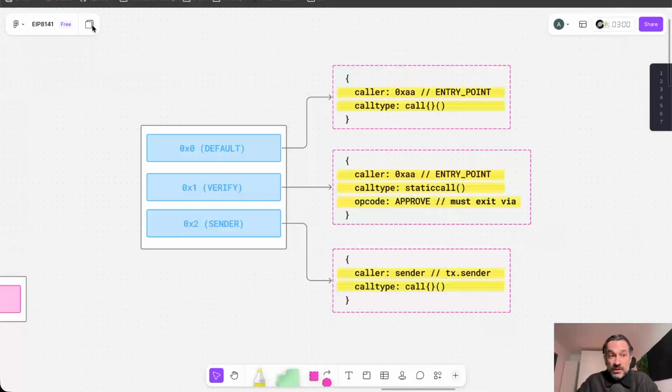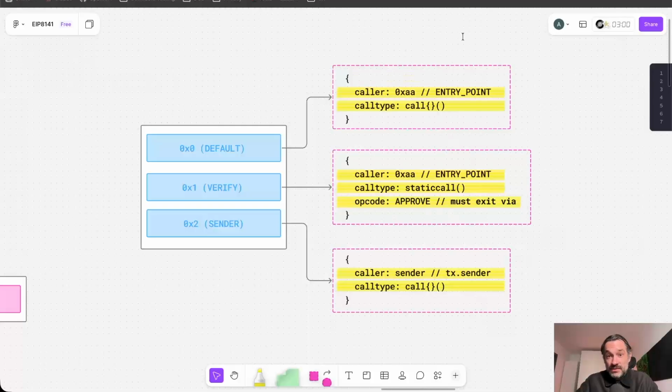Then the second mode is mode 1, the verify mode. The caller is again the entry point, the same precompile address, but it executes under a static call, so no state modification is allowed in this call. And the critical thing is that the frame must exit with the new opcode, approve. We will cover this opcode soon.